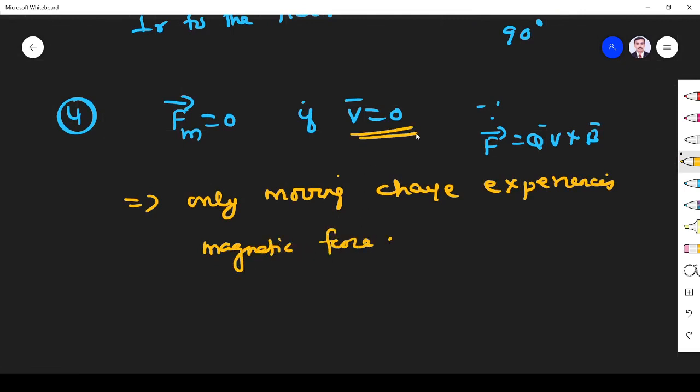Why? v equal to 0 means velocity is 0, that means speed is 0, that is, the charge is not moving. It is at a stationary point. We know a stationary charge experiences electric force only, no magnetic force. That is proven by mathematics. So if v is 0, F is equal to qvB, that means the magnetic force is 0. That is very, very, very important.